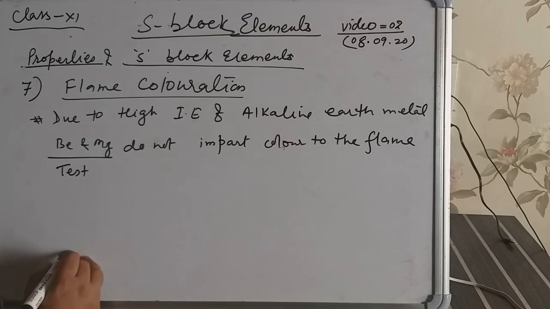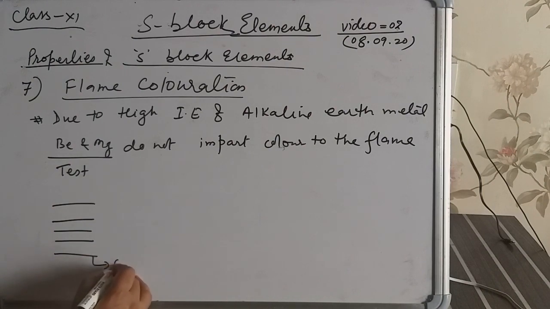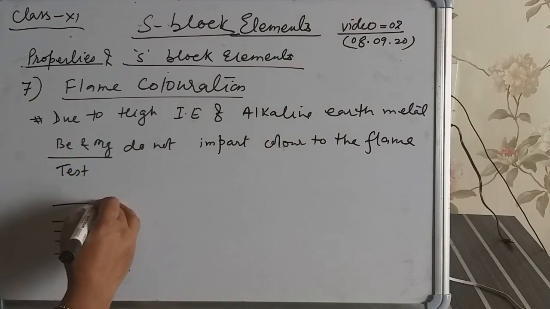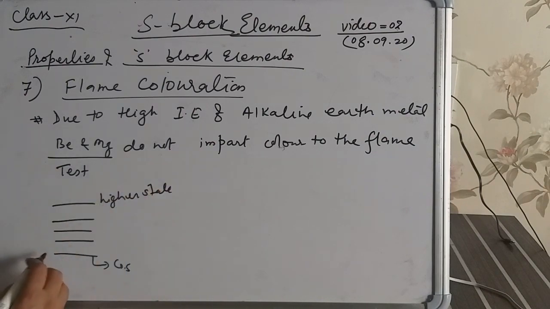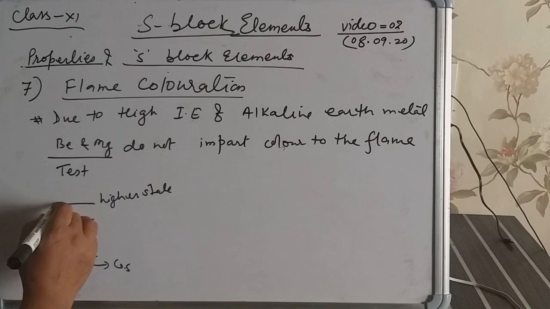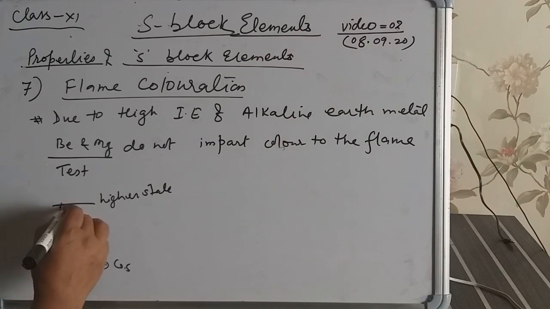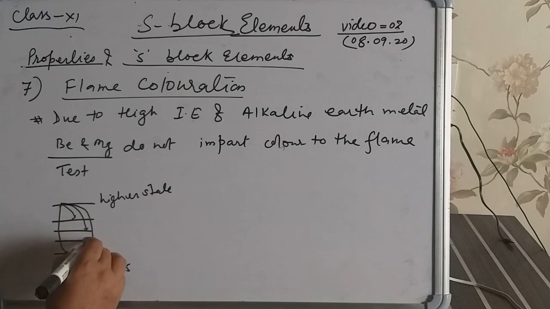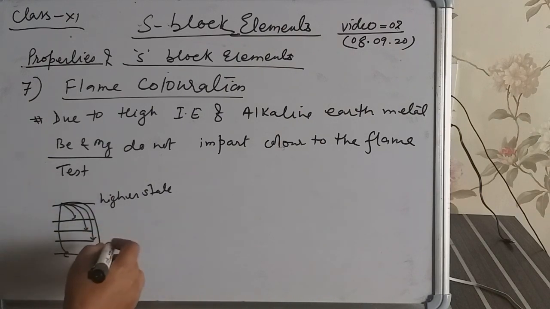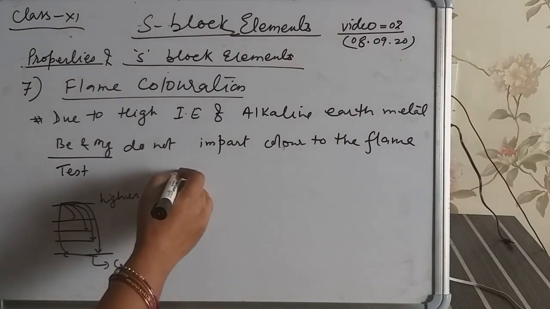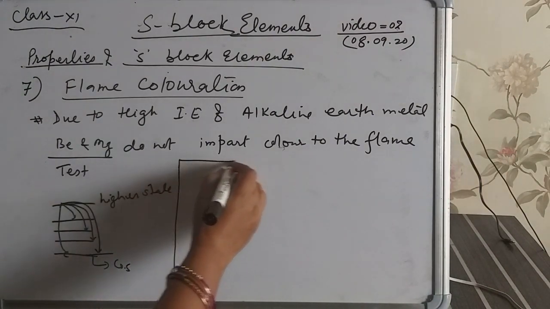As we know, electrons are present in the ground state. Suppose this is the ground state and this is the higher state or excited state, and the electron by absorbing energy jumps to the higher state. When it comes back, it releases energy of different wavelengths. So we can see the different colors of the group 1 and group 2 elements.